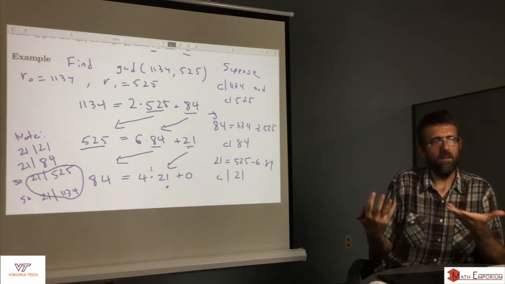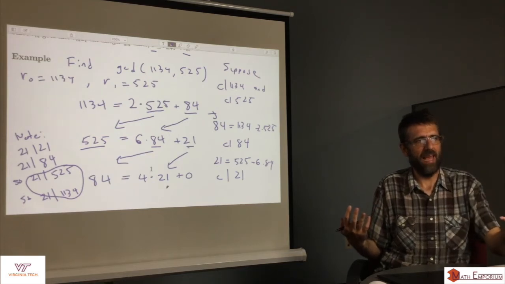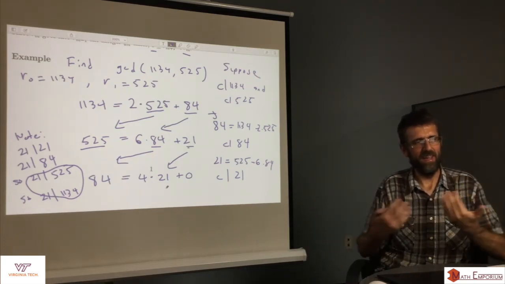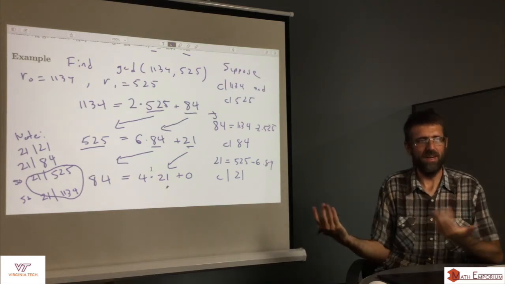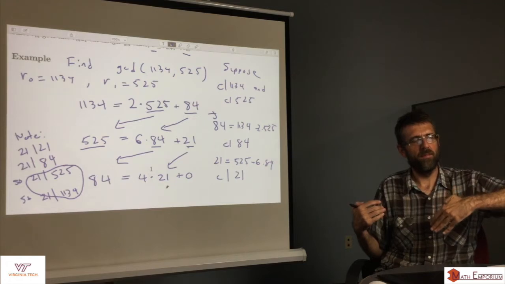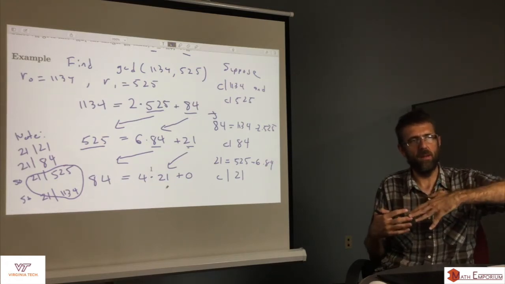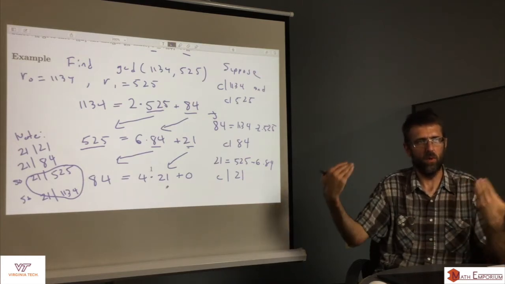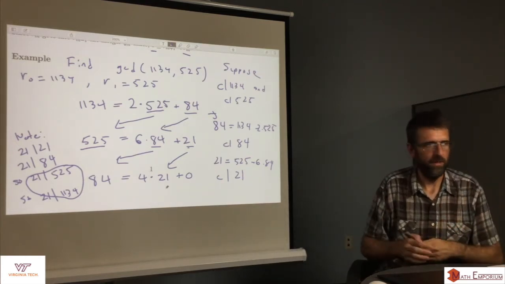And again, there's nothing special about this example. It's a very short example. So typically, you're probably going to need a lot more iterations than this to actually find the GCD. But the principle of divisibility being preserved as we move both up and down the chain of equations is going to work no matter how many equations we have there.